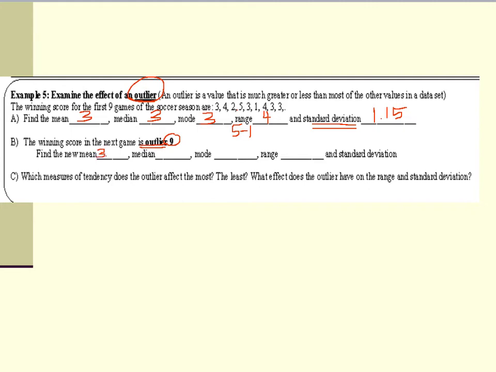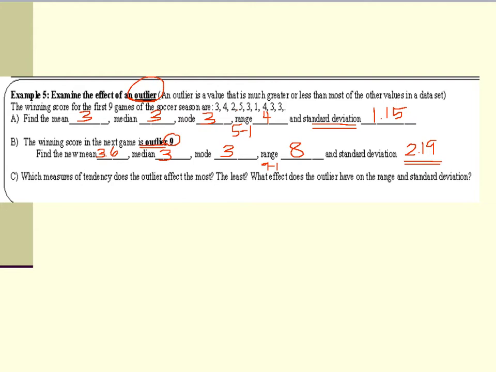My new mean is 3.6. Median is still 3. Mode is still 3. But now range, my highest value is a 9. My lowest value is a 1, so my range is 8. And my standard deviation now is 2.19. And here's what you'll notice. The standard deviation measures how spread out the data is. If you look, I add an outlier in and the data gets more spread apart.